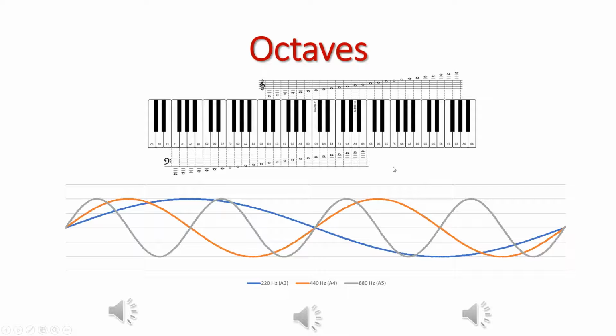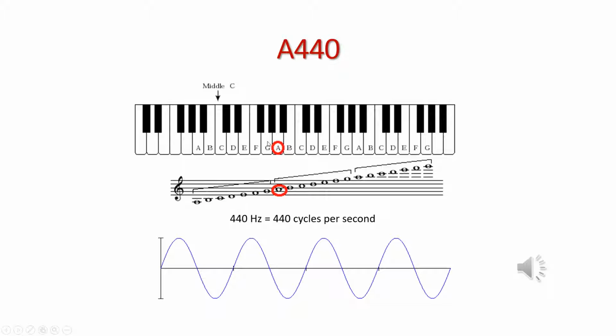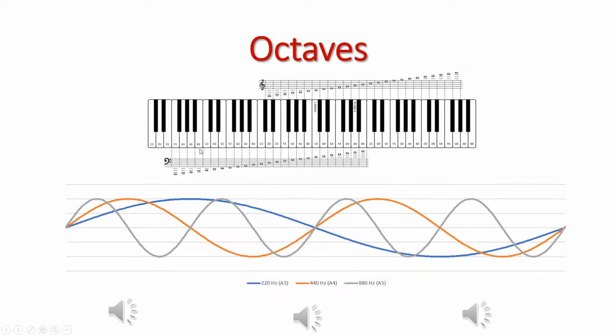Okay, so all of the music, these different notes, these different pitches, are defined based on this middle A of 440 hertz. Now, if we go one octave up to this higher A, it's going to have twice the frequency, so it's going to repeat 880 times per second. And if we go down the scale to the next lowest octave, this A here, it's going to repeat 220 times per second.